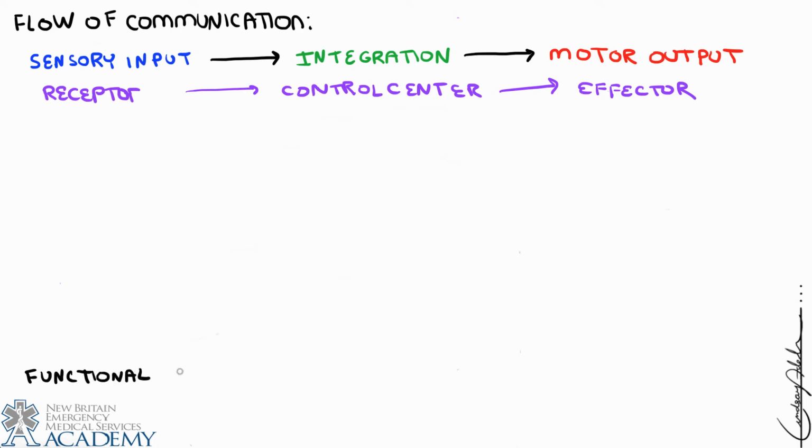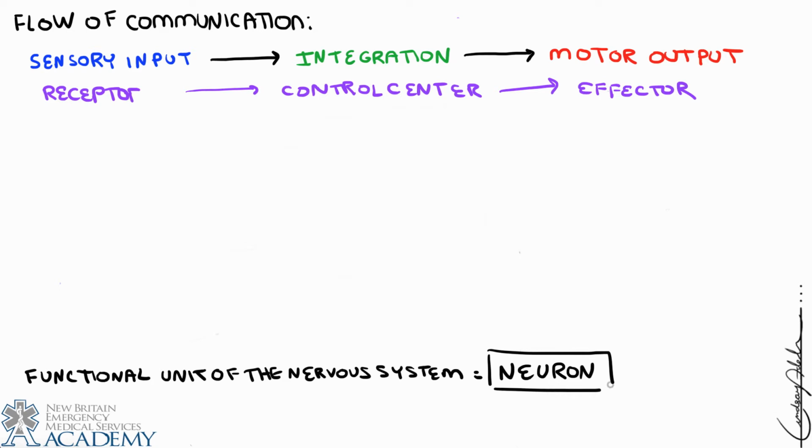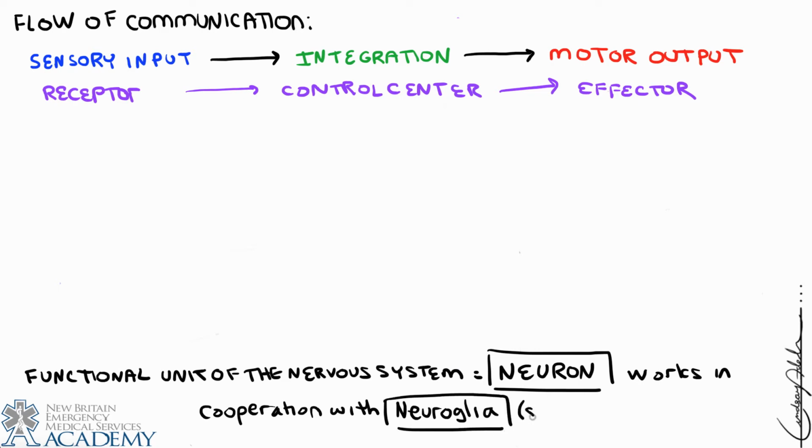So let's talk a little bit about the components of the nervous system on a cellular level. So the functional unit of the nervous system is the neuron. And so the neuron is basically a specialized type of cell that we're going to consider in another video. And the neuron works in conjunction with a variety of neuroglia. So neuroglia is a category of cells.